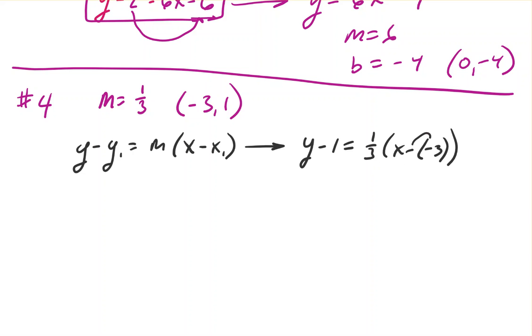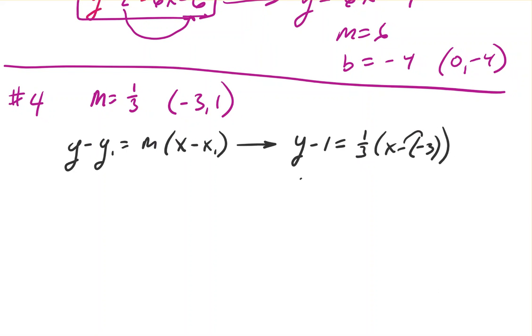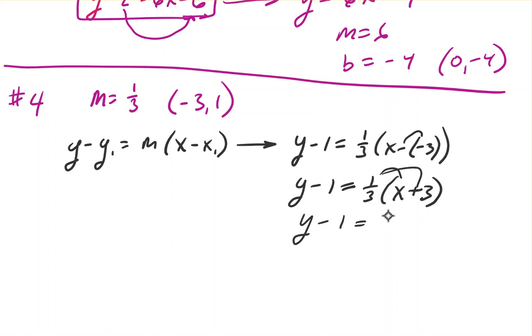Okay, so we got to clean this up first. So we get y minus 1 equals 1/3 times x plus 3. Okay, now we distribute, and y minus 1 equals 1/3 of an x. And what's 1/3 of 3? Well, that would be a positive 1. Now let's get rid of this guy. Plus 1 plus... Oh, wait, my bad.